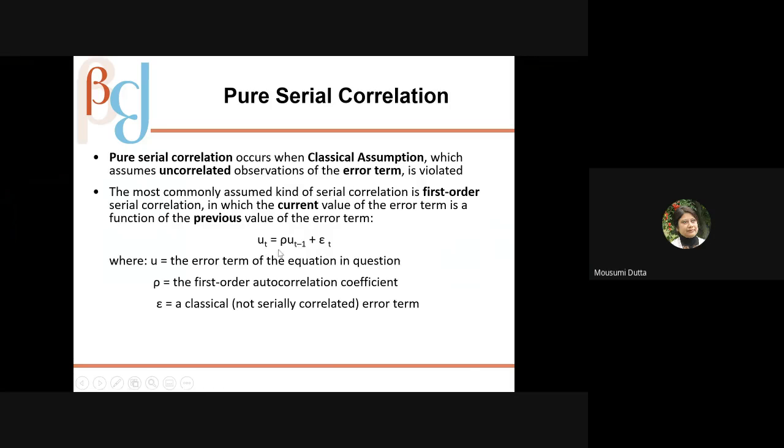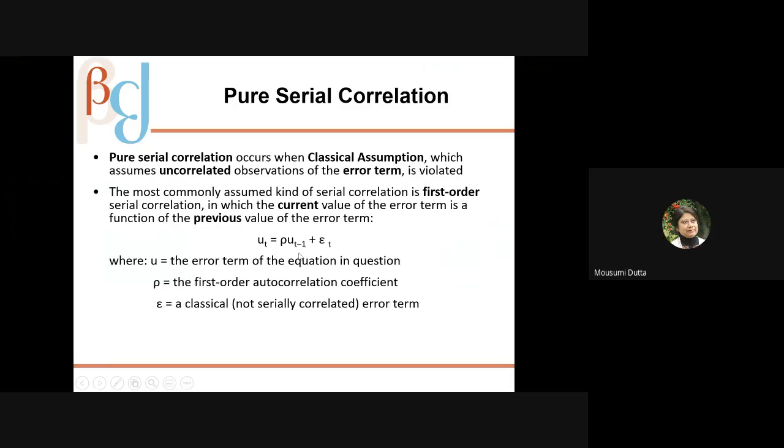However, as I mentioned, I'll consider the simplest version, the first order AR process. Pure serial correlation occurs when the classical assumption, which assumes uncorrelated observations of the error term, is violated. The most commonly assumed kind of serial correlation is the first order serial correlation, the first order AR process, in which the current value of the error term is a function of the previous value of the error term.